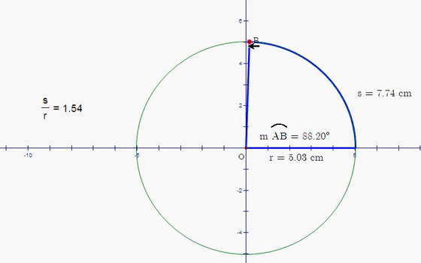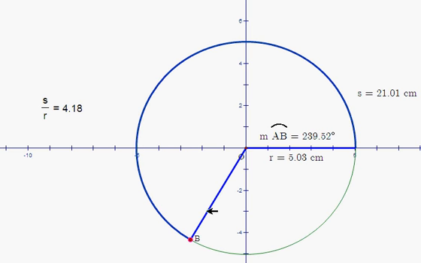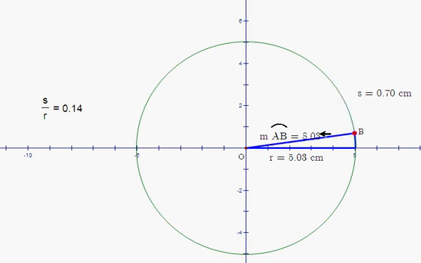And 90 degrees makes a right angle. 180 degrees makes a straight line or half of a complete revolution around. 270 degrees, and then a complete 360 degree revolution.